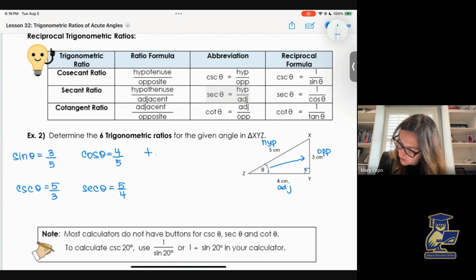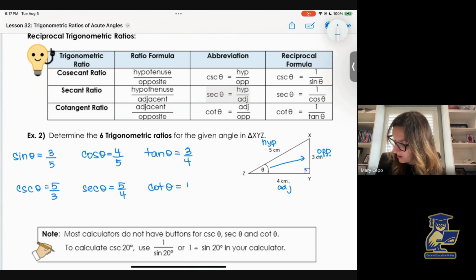And the last trigonometric ratio is tan theta, TOA, opposite over adjacent. So it's opposite, which is 3, over the adjacent, which is 4. Therefore, the cotangent ratio, which is tangent's reciprocal, would be 4 over 3.